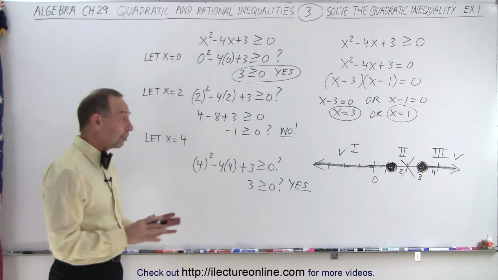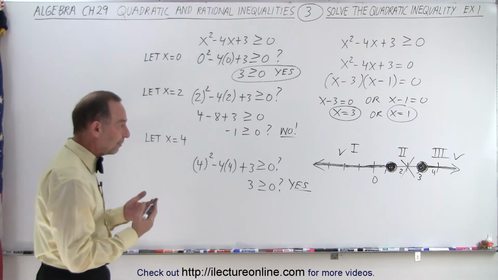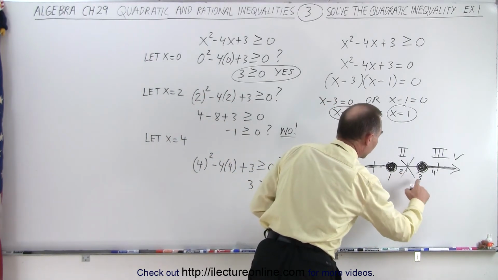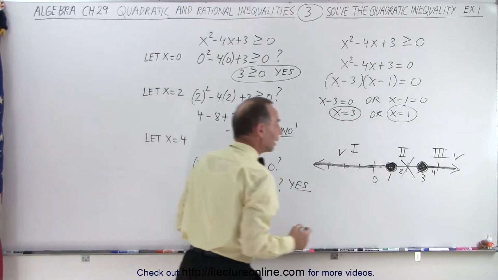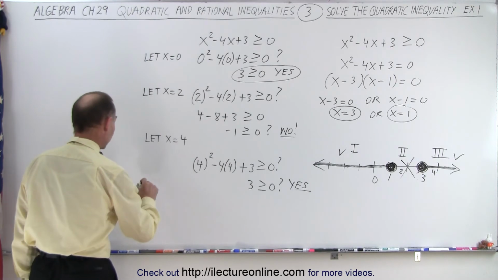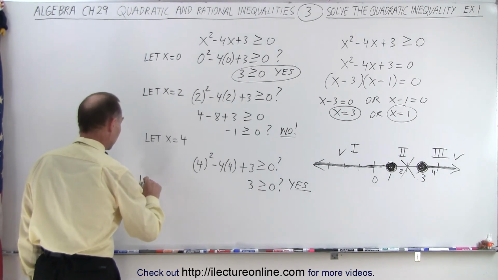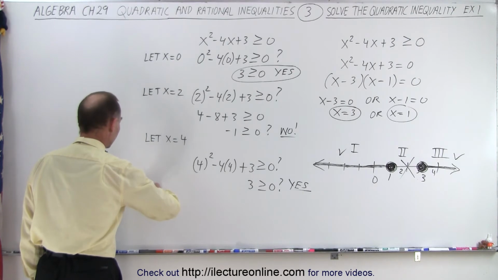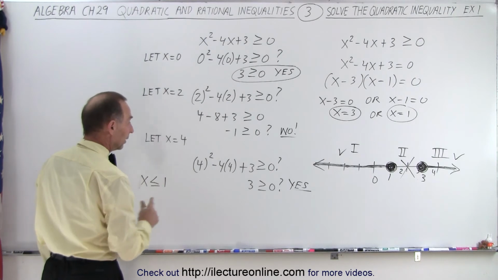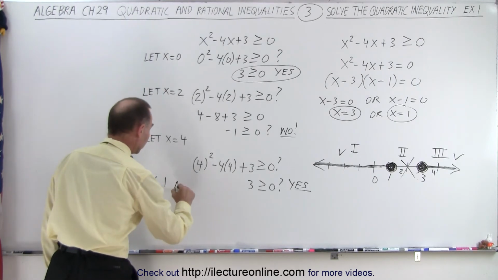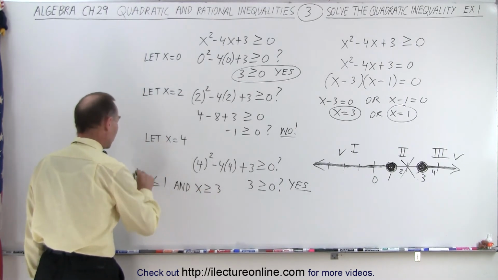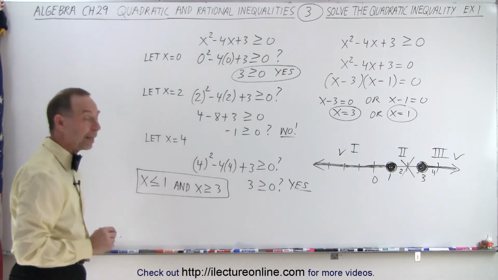All right, now we should also write the solution in a mathematical sense. We can do that in various ways. Notice that, let me write it here. Point number 1 and point number 3 are the critical points, the endpoints of the regions that satisfy the inequality. So what we can do here is the following. We can say x is less than or equal to 1. That's the region to the left, region number 1, and x greater than or equal to 3. So that would be one way in which we can express the answer mathematically.